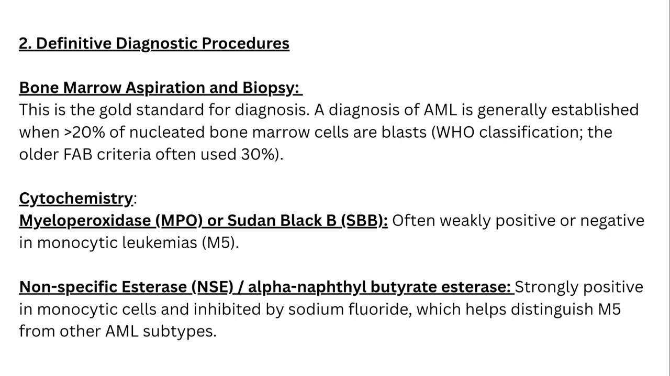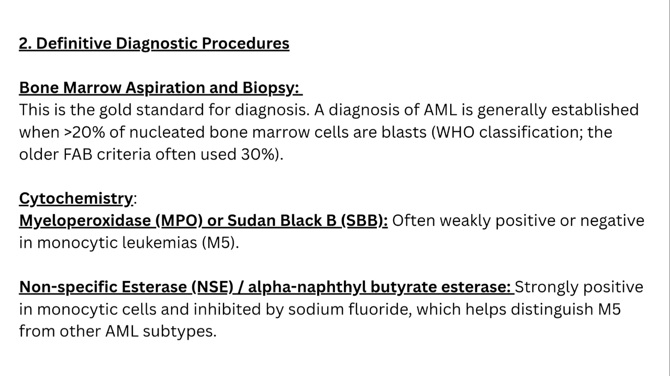When diagnosing AML, particularly the monocytic subtype, definitive diagnostic procedures are crucial. Let's start with the bone marrow aspiration and biopsy. This procedure is considered the gold standard for diagnosing AML. According to WHO classification, the presence of more than 20% blasts in the bone marrow confirms the diagnosis. It's important to note that the older FAB criteria required 30% blasts for a diagnosis.